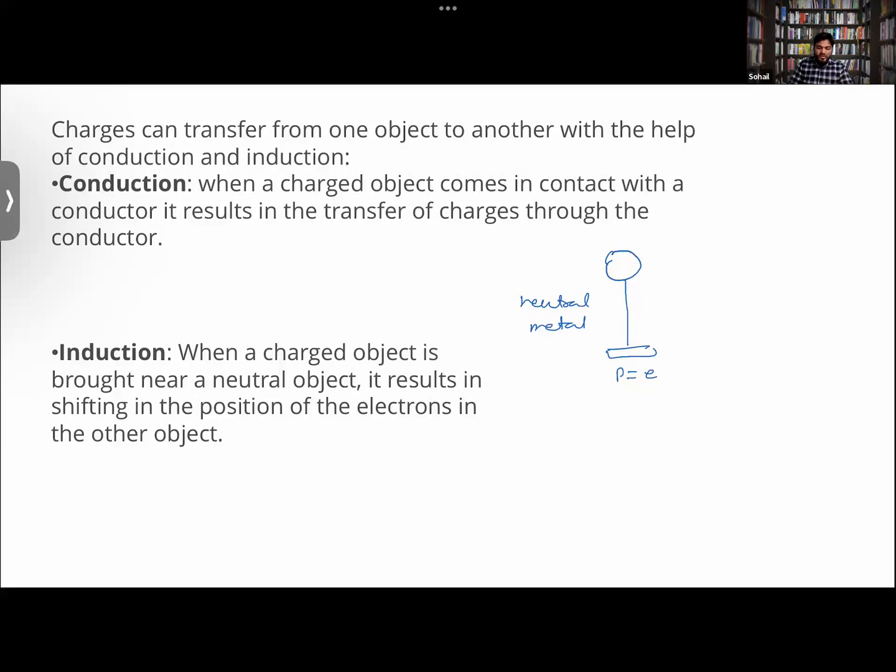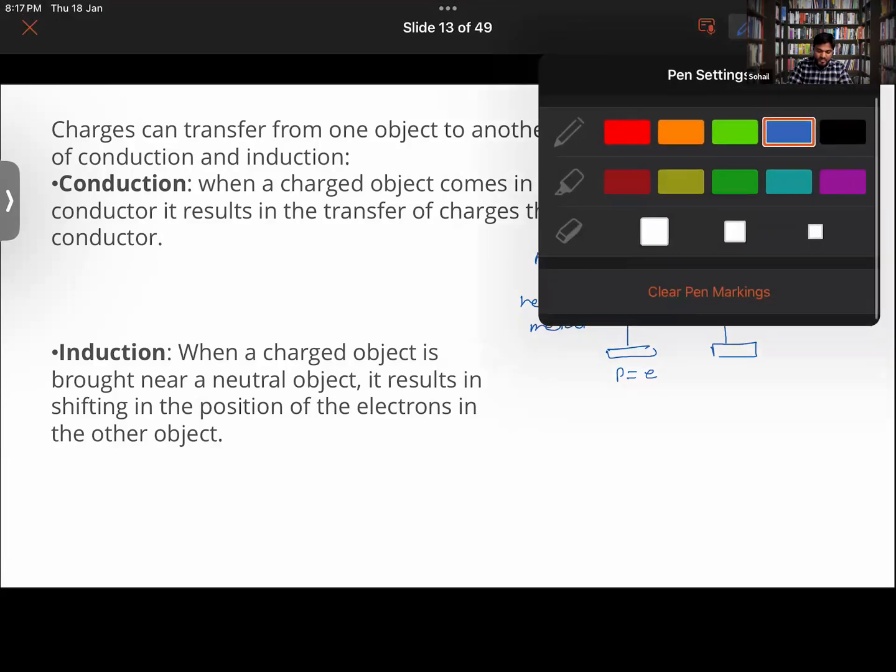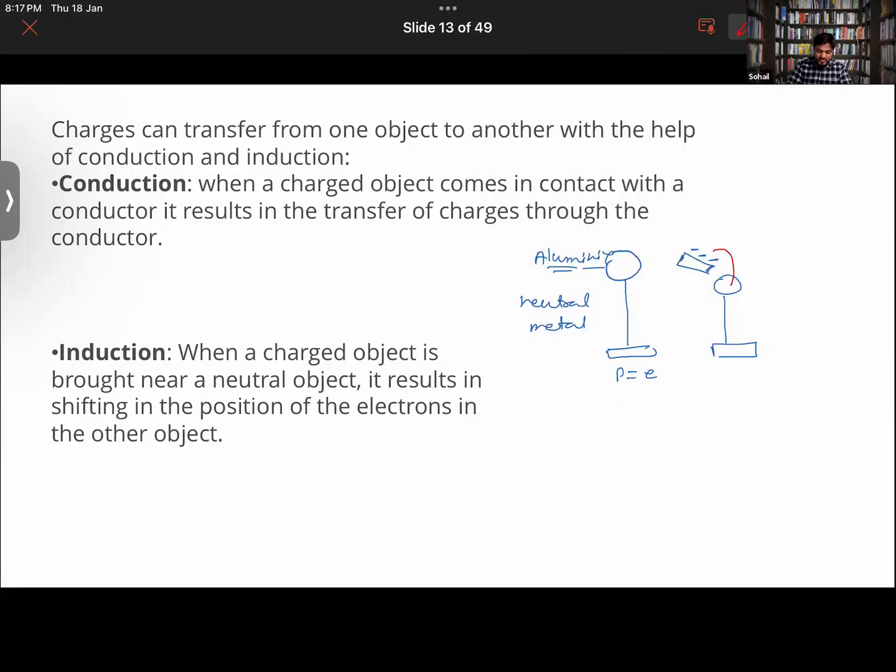Now suppose you bring a charged object near it. Let's say कि आपने एक charged object bring किया है and it is having negative charges on it. So क्या इसके ऊपर extra protons हैं या फिर electrons on this object? Electrons. Also let's say कि हमने यहाँ पे aluminum लिया, that is a metal. So thereby what will happen now? Transfer of charges will take place on this.